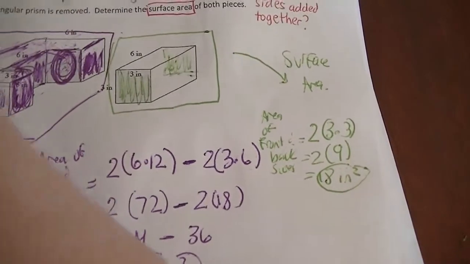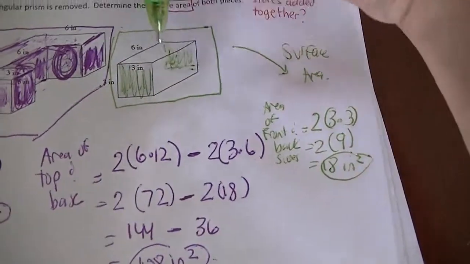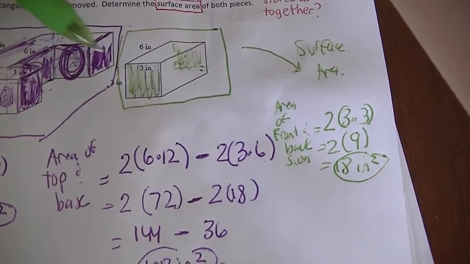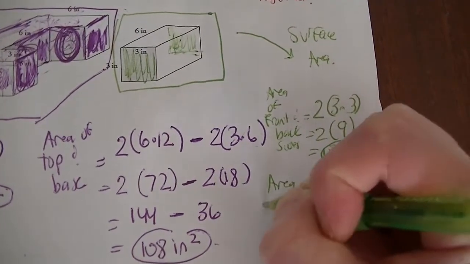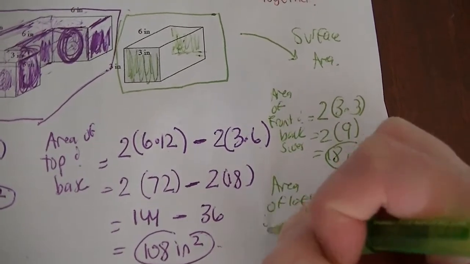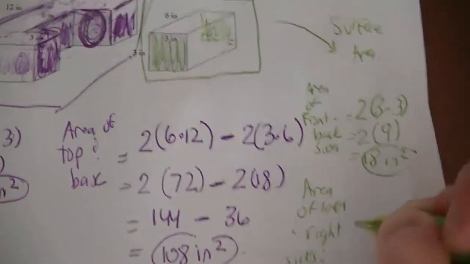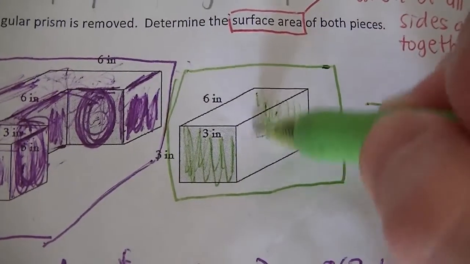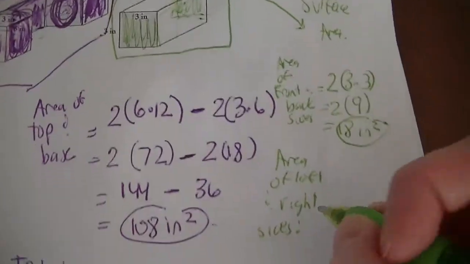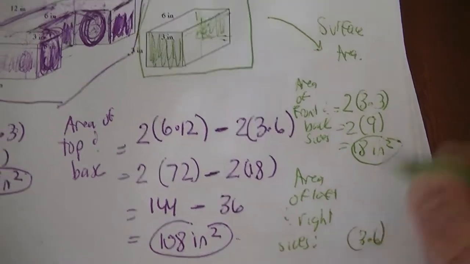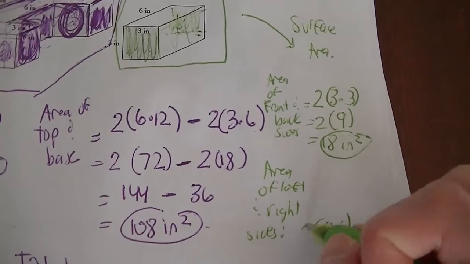Okay, so now let's go ahead and do the area of the left side as you're looking at it from right here, and the right side. Area of left and right sides. Okay, so this right side right here, it looks like it's a 3 by 6. But remember, we got this side and then one right there. So I'm going to multiply that by 2.